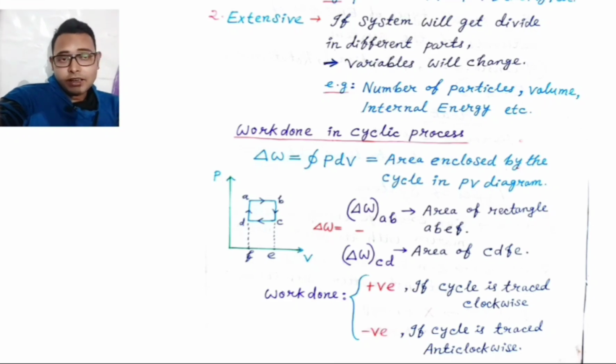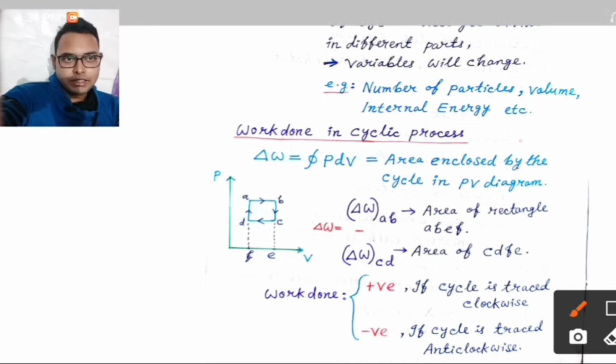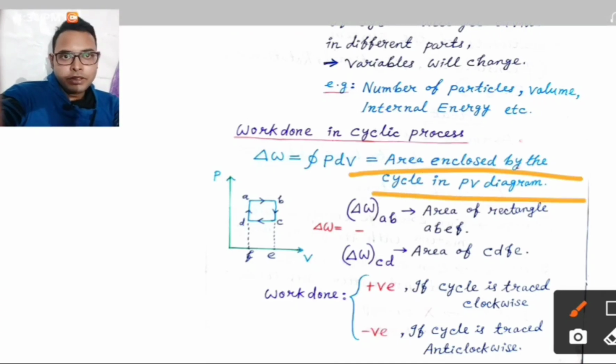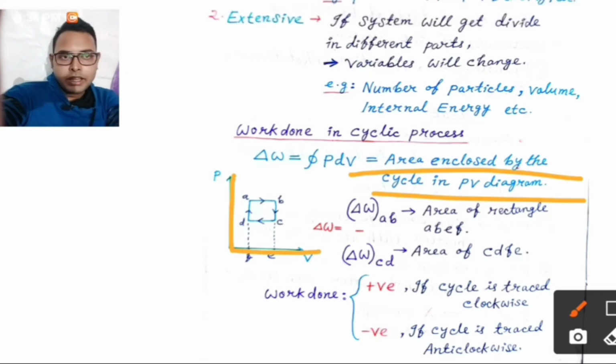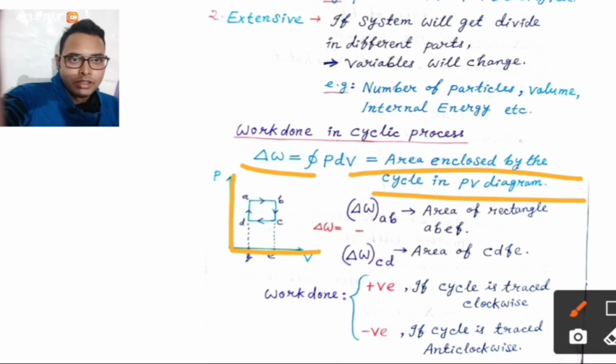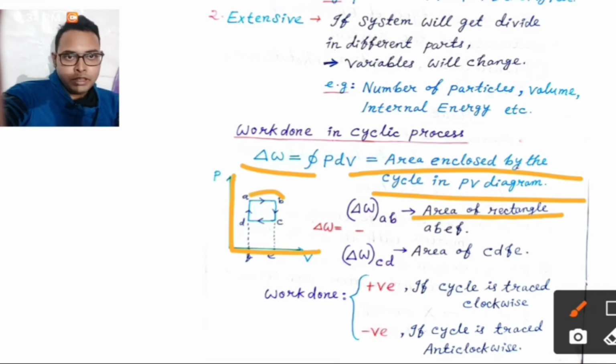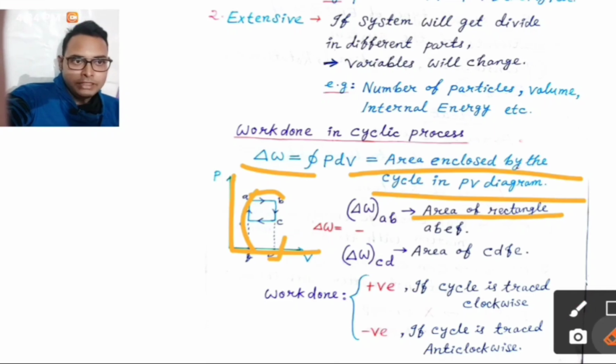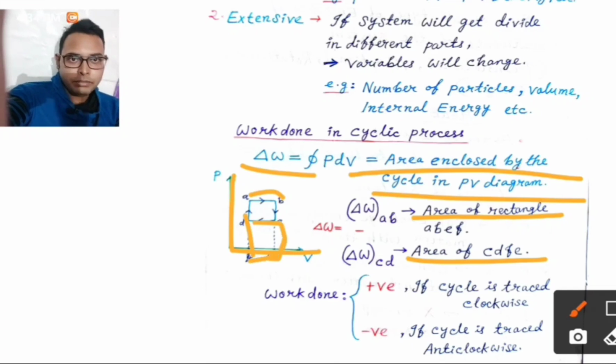Work done in a cyclic process. In a cyclic process, the area enclosed by the cycle in a PV curve will be the work done. This is the cyclic process, right? The total work done is the area of rectangle ABEF, the whole rectangle, minus the area of CDEF. We will get the work done in this cycle.